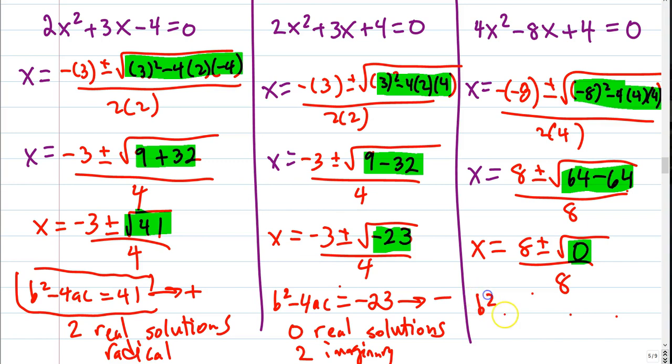If that b squared minus 4ac is 0, then that means that there will be 1 solution. Why? Because that basically just goes away, and I'm just left with 8 over 8. We get the answer 1. The plus or minus of 0 doesn't create more than 1 solution. So if that b squared minus 4ac is positive, 2 real solutions. If it's negative, no real, which means 2 imaginary. And if it's 0, 1 solution.